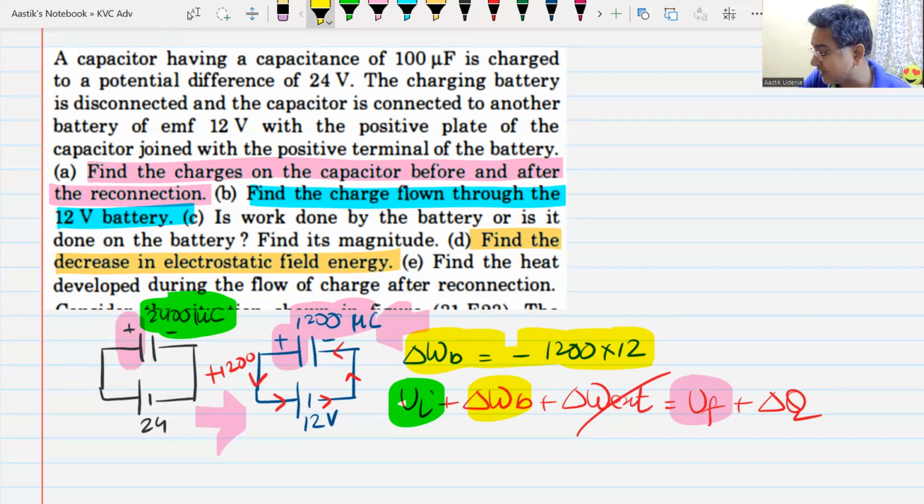Now we have the third category of question where you have two capacitors which are charged and connected to each other. Have you done this question?